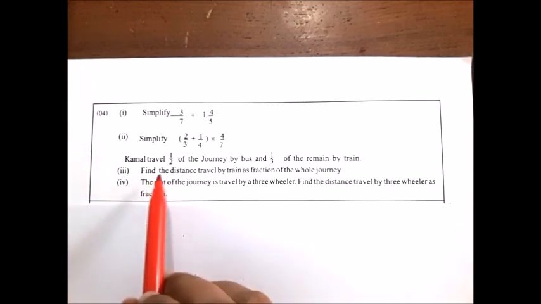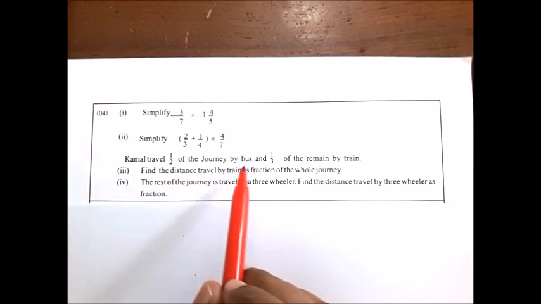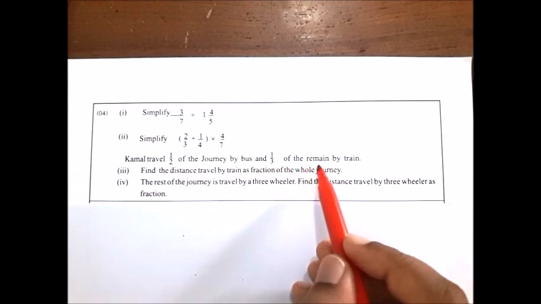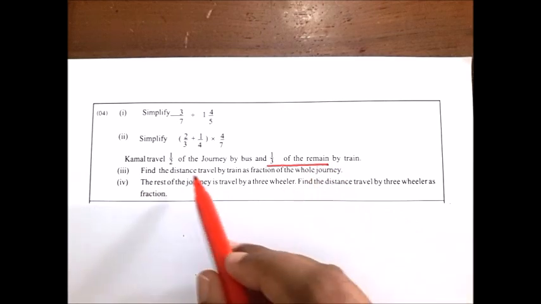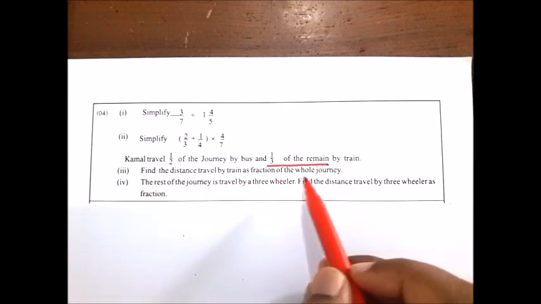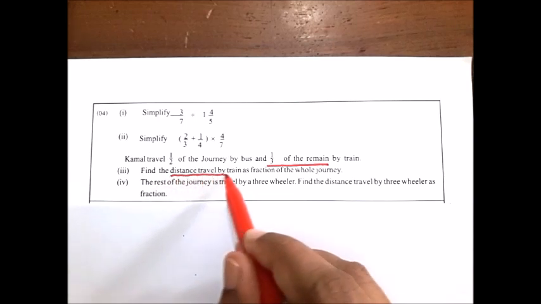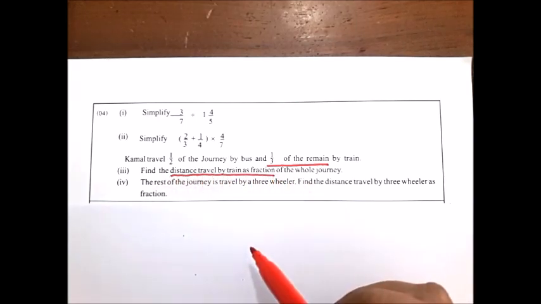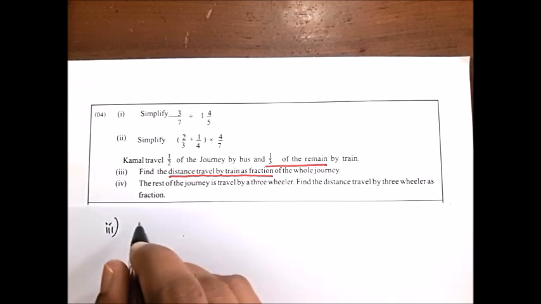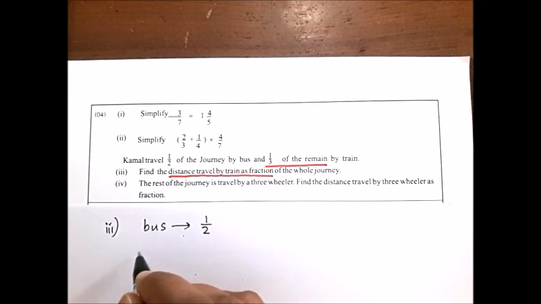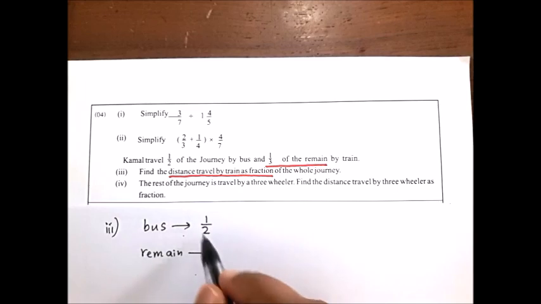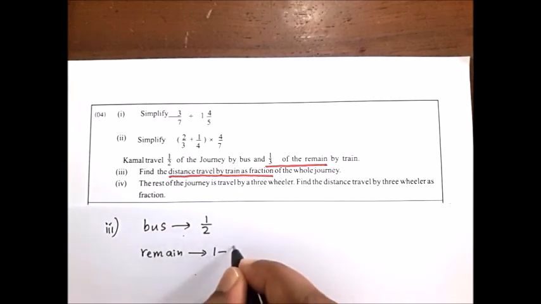Look at the third one. Kamal traveled half of the journey by bus and 1/3 of the remaining by train. Find the distance travelled by train as a fraction of the whole journey. Kamal travelled half of the journey by bus. Half. Then what is the remaining amount of the journey? If we travel half of the amount, the remaining is also half. 1 minus half equals half.